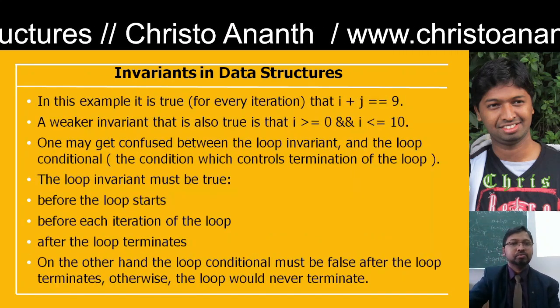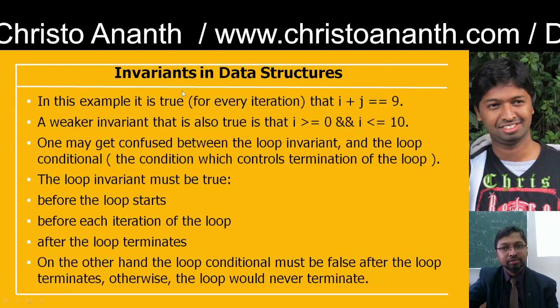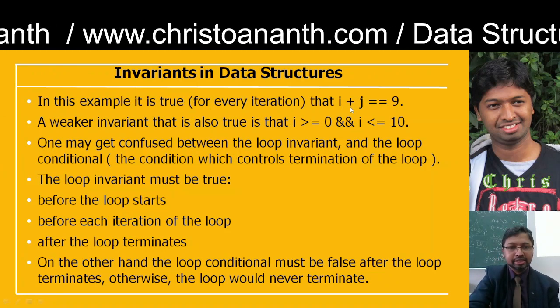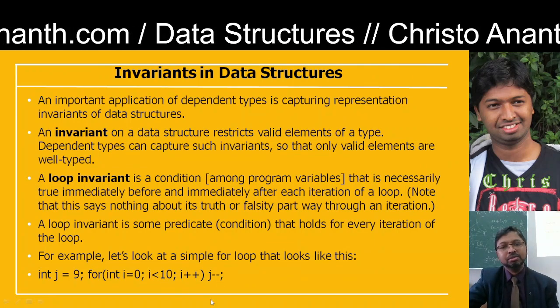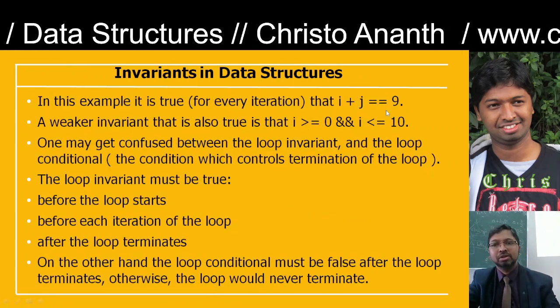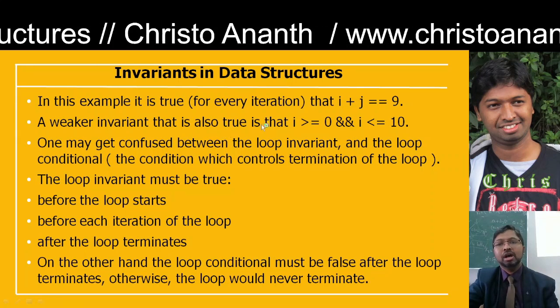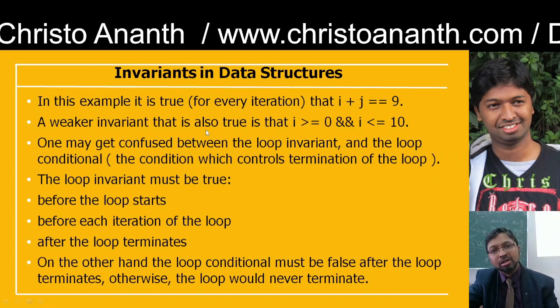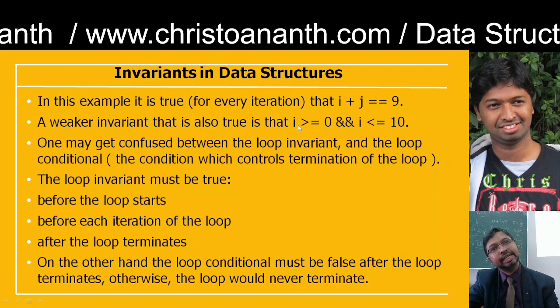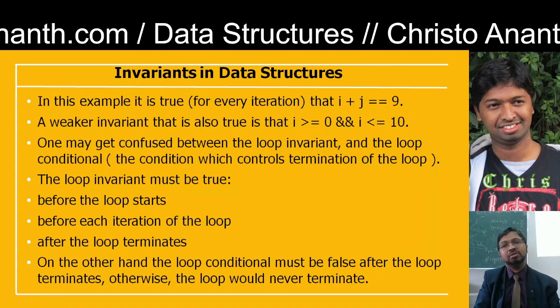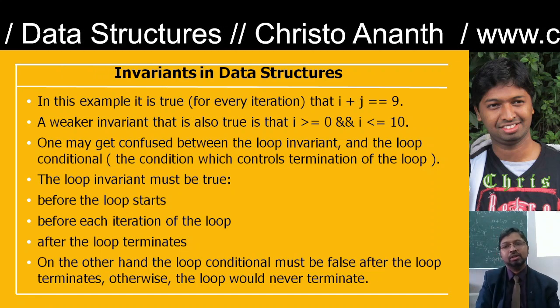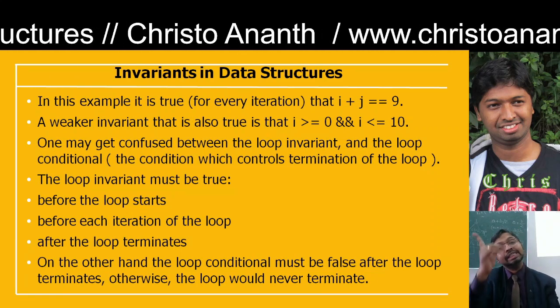So in this example, it is going to be true for the case i + j = 9. That is how it is going to compare. A weaker invariant that's also true is i >= 0 and maybe i <= 10. So you need not confuse the loop invariant and the loop conditional statement as well.